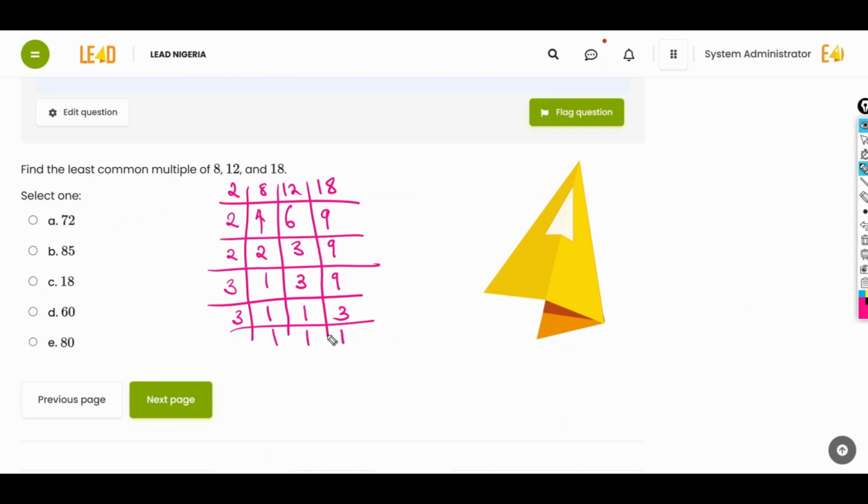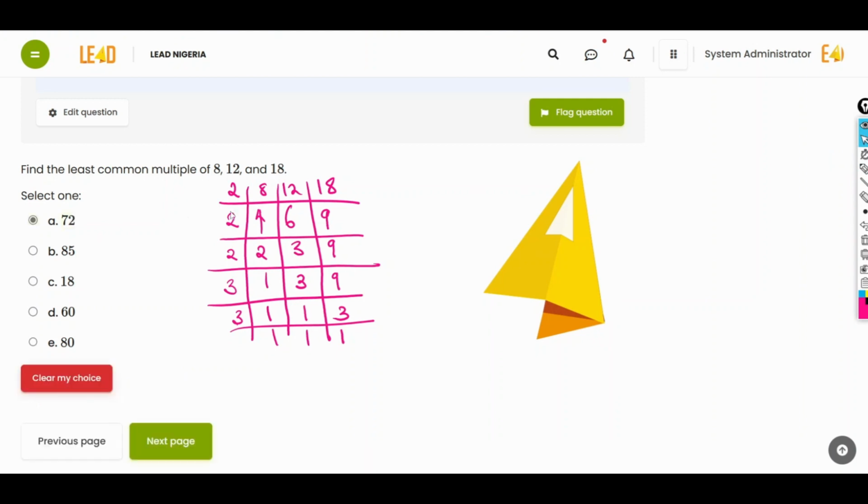So we have 2 times 2 times 2 times 3 times 3, which gives you 72. That's 8 times 9, which is 72. All right, so 72 is the correct answer. Well done.